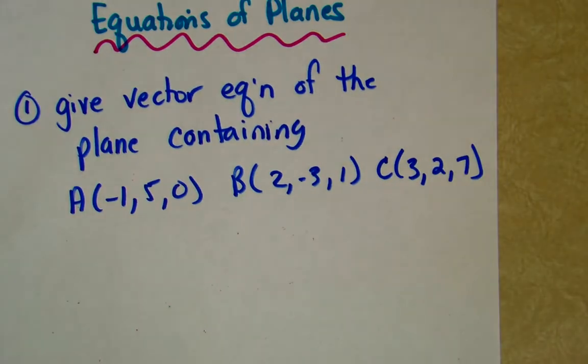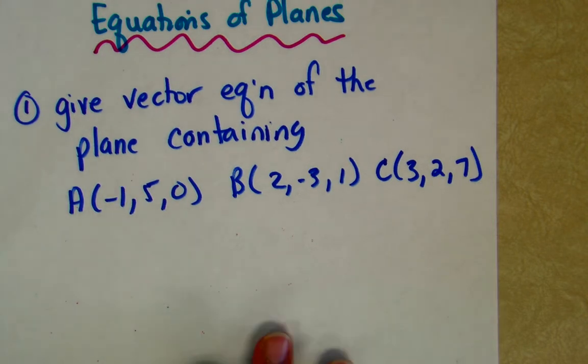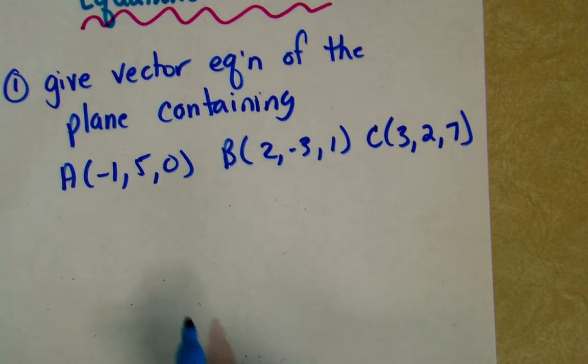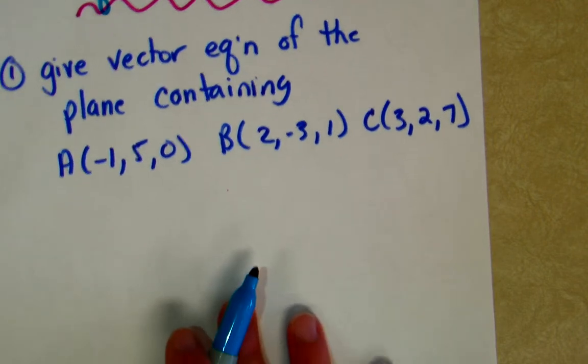So now that we've gone over lines and started talking about lines in terms of vectors instead of just linear equations like in grade 9 and 10, now we're going to look at planes. So give a vector equation of the plane containing those 3 points.